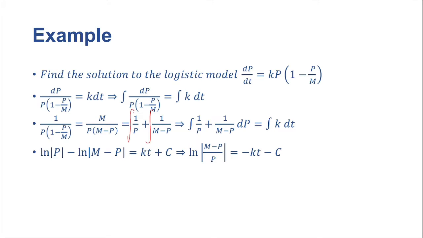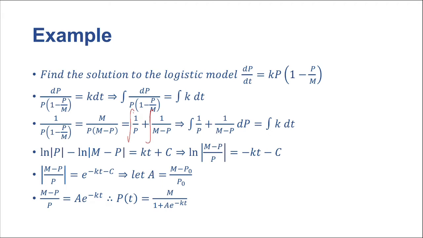Okay, we can apply logarithm properties, multiply everything by -1. We get natural logarithm of absolute value of M minus P over P is equal to negative kt minus C. Now we can exponentiate both sides and apply exponentiation rules. We get absolute value of M minus P over P is equal to exponential of negative kt minus C. We're going to let A equal the constant minus the initial condition over the initial condition.